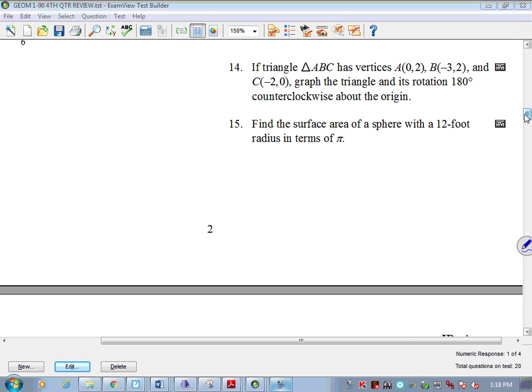All right, number 15. Find the surface area of a sphere with a 12-foot radius in terms of pi. I feel like calling on Billy again.